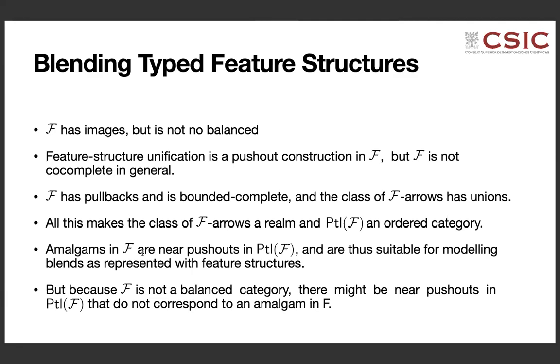And this makes the category of partial arrows of F an ordered category. This means that the amalgams in F will be near pushouts in PAR F. So it is a good model to compute conceptual blends if we want to capture that they have to be near pushouts, but because it's not a balanced category, there could be near pushouts that would not correspond to an amalgam. So at least everything that we compute will be near pushouts, but maybe we will miss some of them. That's what we know if we focus on feature structures.